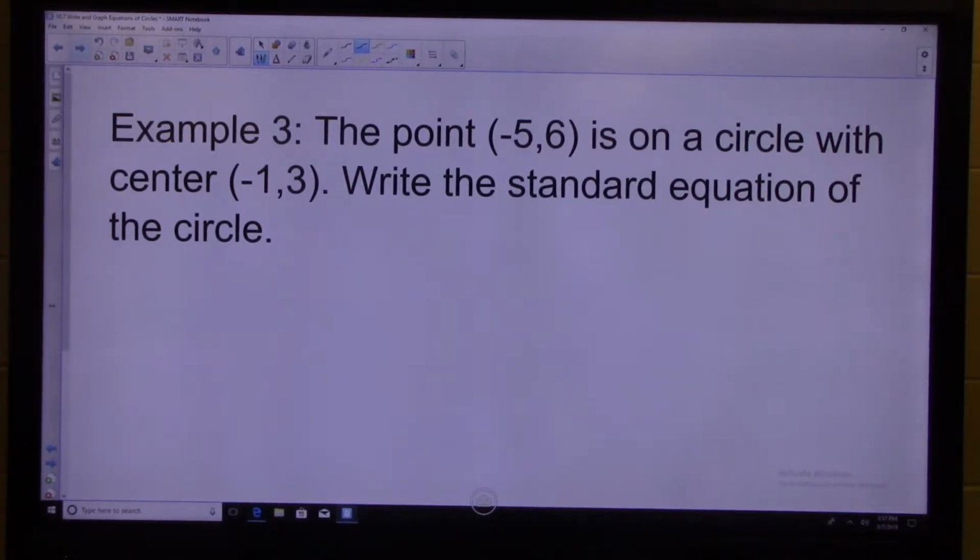All right, this is different. This is different, so hopefully you guys recognize that. You're going to have to look at it a different way. So it says write the standard equation of the circle. All right, this one's going to take a little bit more work. And I'll explain what I mean by that when I get this started.